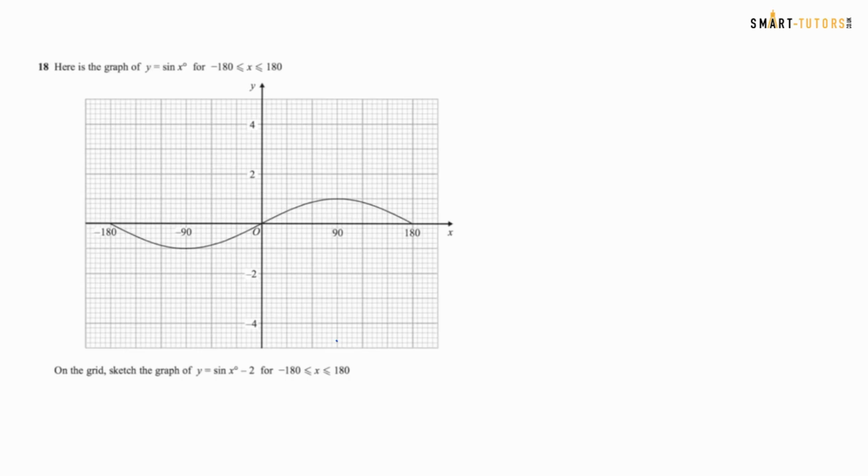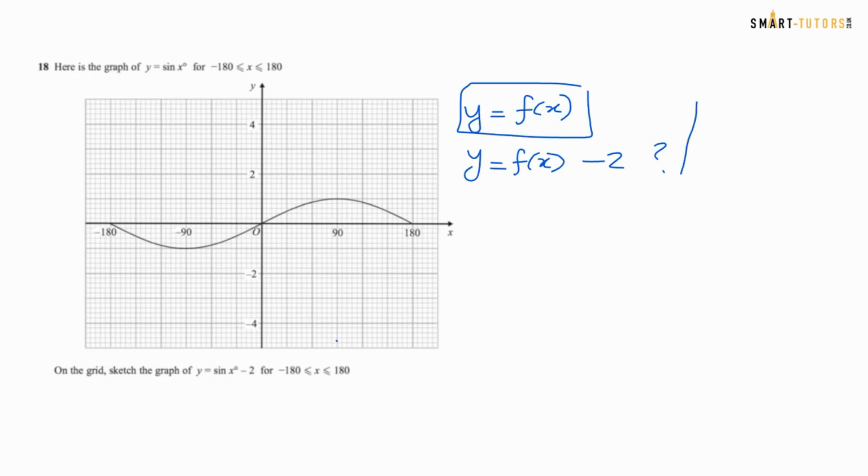Question 18. Here is the graph of y equals sine x between minus 180 and 180. On the grid, sketch the graph of y equals sine x minus 2 for the same range. So this is basically graph transformation. So the graph of y equals f of x is given, and y equals f of x minus 2 is the question. So the entire graph is going to be moved downwards by 2 units. So all the y coordinates are going to have 2 taken away, and the graph is going to be shifted 2 units.